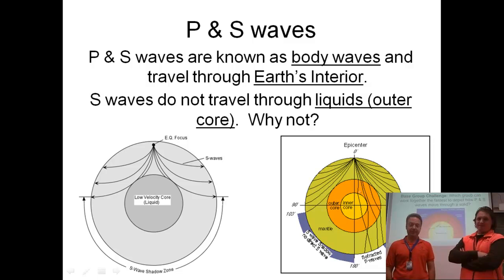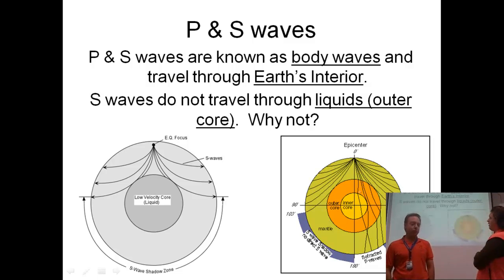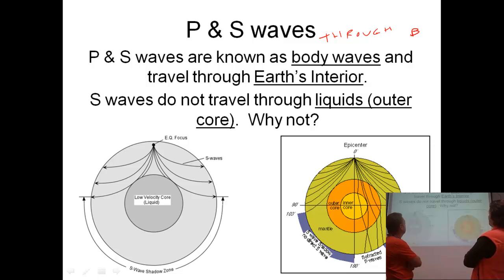Could be. All right, P and S waves. P and S waves are known as body waves. So another name for them is body waves. That could be because they travel through the body of the Earth. Yeah, I think that sounds right. And then S waves do not travel through liquids. All right, so we have in parentheses there the outer core.